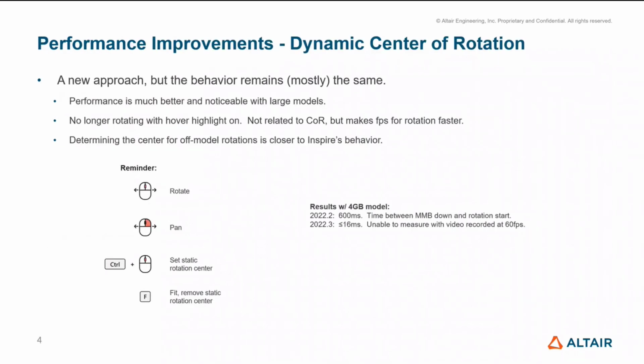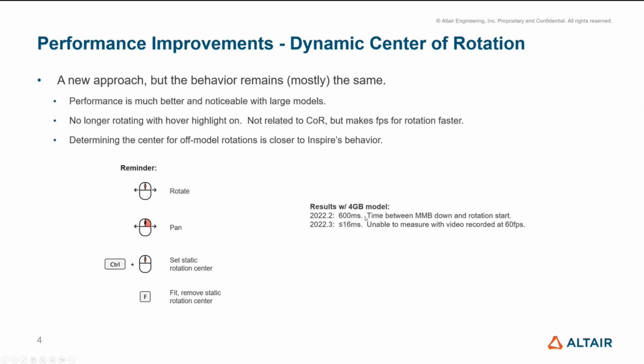So for me, I only have one feature in HyperWorks for 2022.3, and this is a performance improvement, basically the dynamic center of rotation. I'll show just a very small demo. This is the time between middle mouse down and rotation start. If you remember, to use the arc ball, it's middle mouse rotate, pan is right mouse.